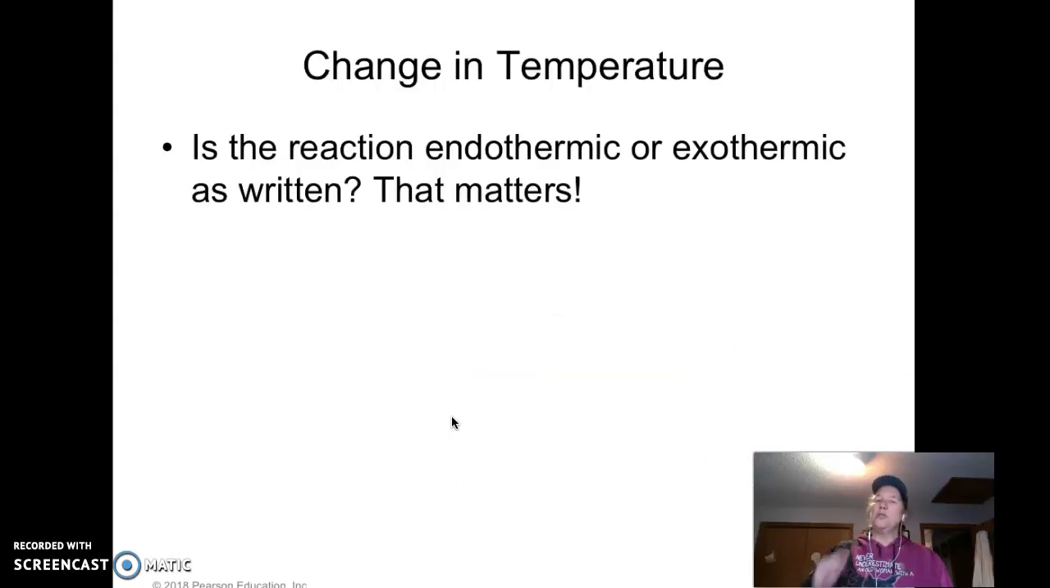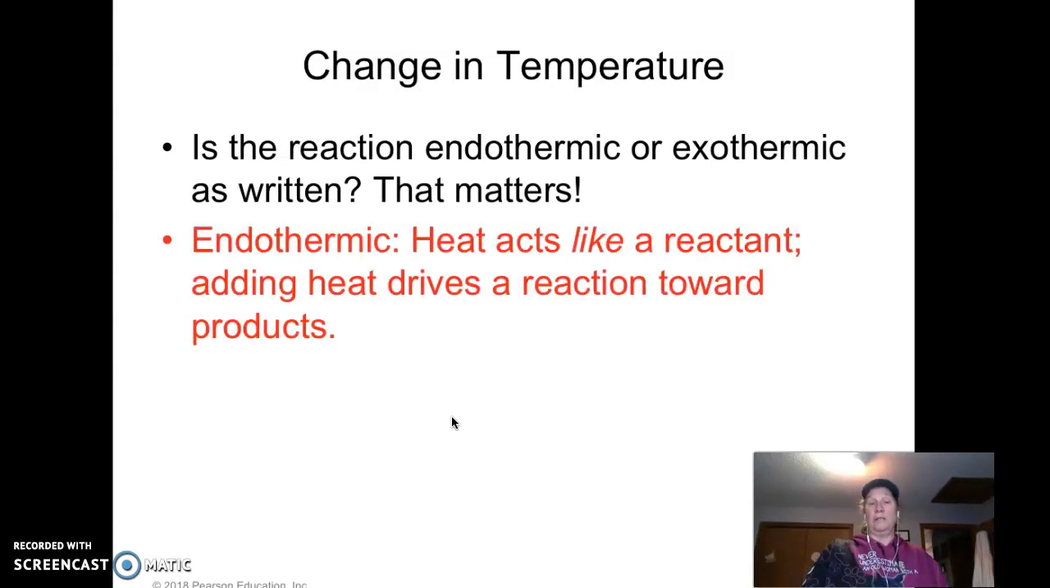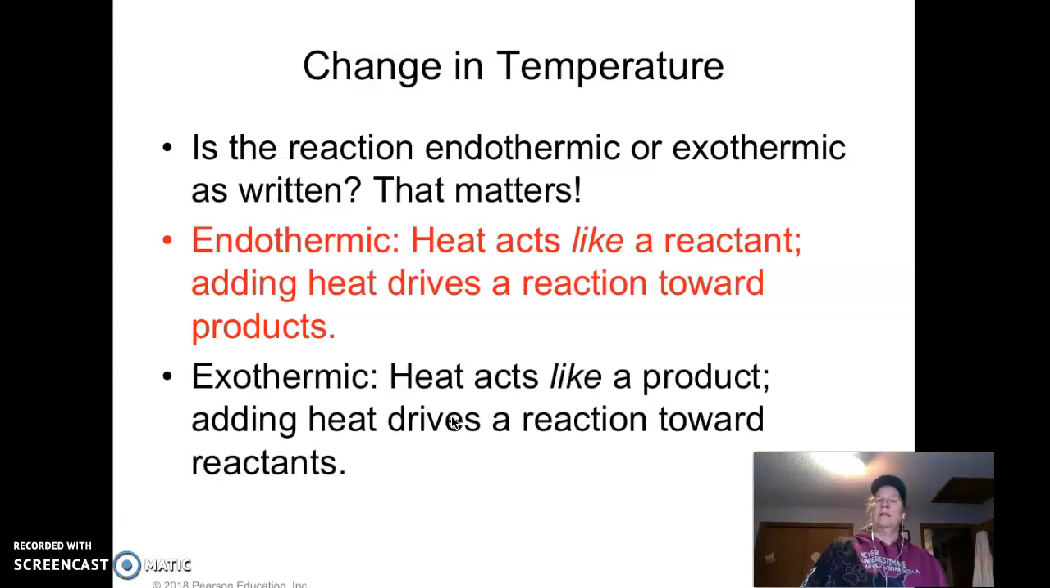If you're changing the temperature, it matters if you're starting with an endothermic reaction or an exothermic reaction. It's really important, okay? If it's an endothermic reaction, heat acts like a reactant. So if you change the temperature, adding heat is going to drive the reaction toward the product. So anytime you have an endothermic reaction and you add more heat to it, raise the temperature, it acts as a reactant, which means it's going to drive it so that you produce more product. If it's exothermic, again, heat acts like a product, okay? Because it is one of the products, if you remember when we write those out. So if it acts like a product, what it's going to do to get equilibrium is drive it more toward the reactants.